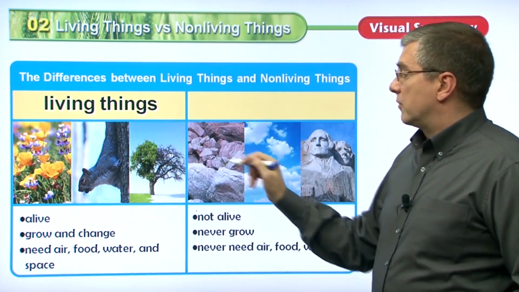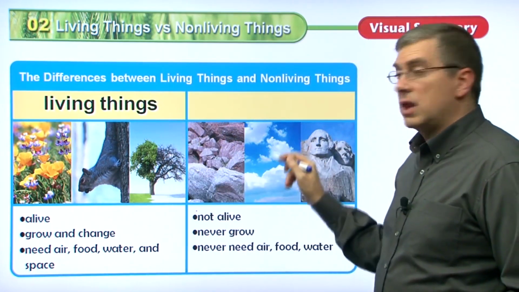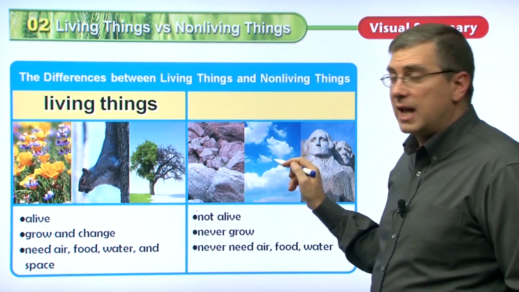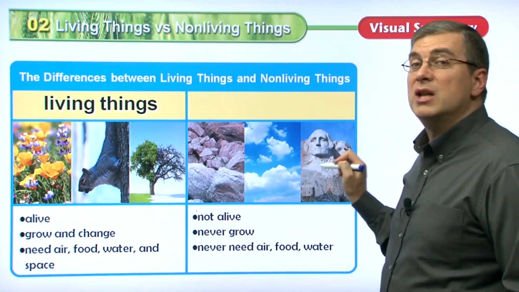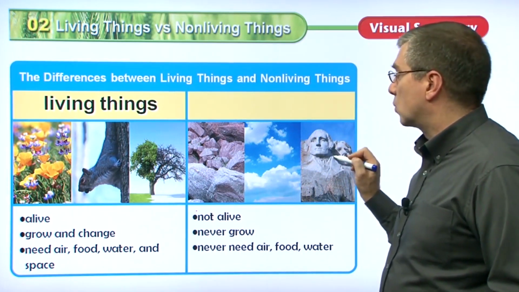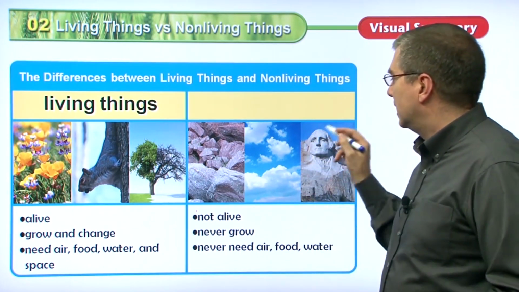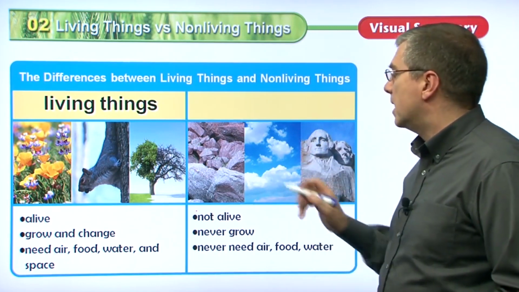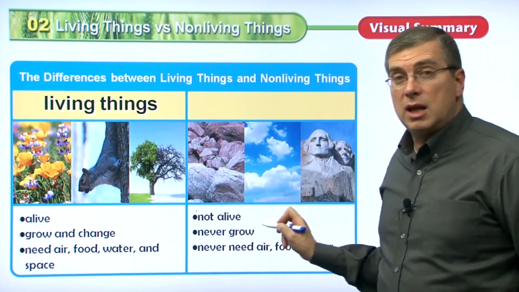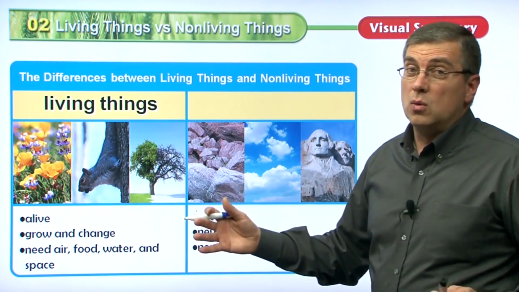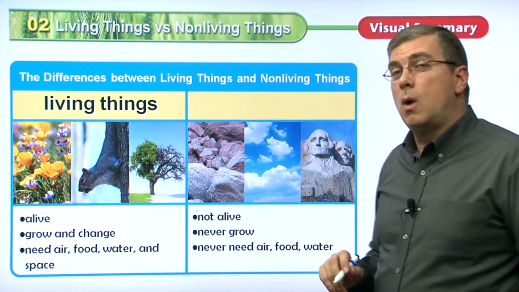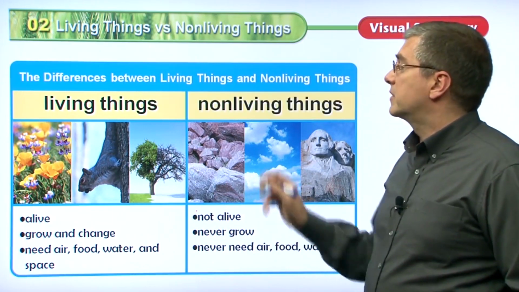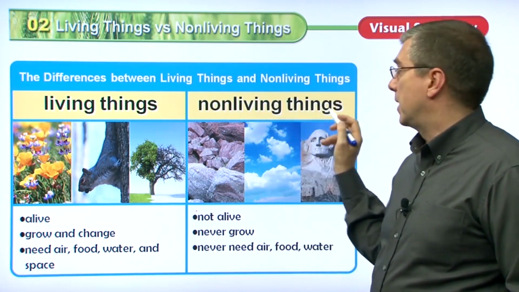Over here, we see a picture of rocks. We see a picture of clouds, air, sky. We also see a picture here of a statue or a monument. Of course, you could say it's rock too, but it's a very big rock. It's a carved rock like a statue. So these things are not alive. They never grow. They're not going to get bigger. They never need air, food, or water. So what are they? Of course, they are non-living things.